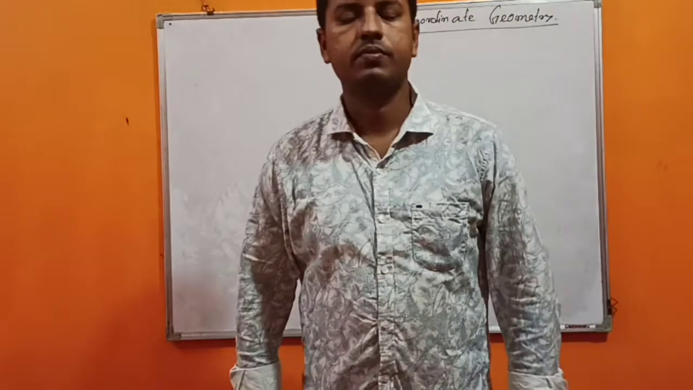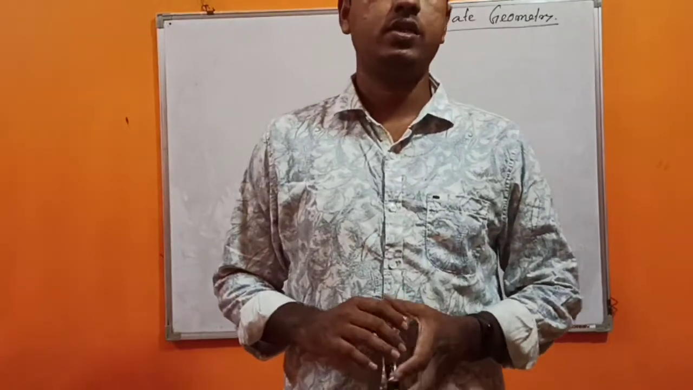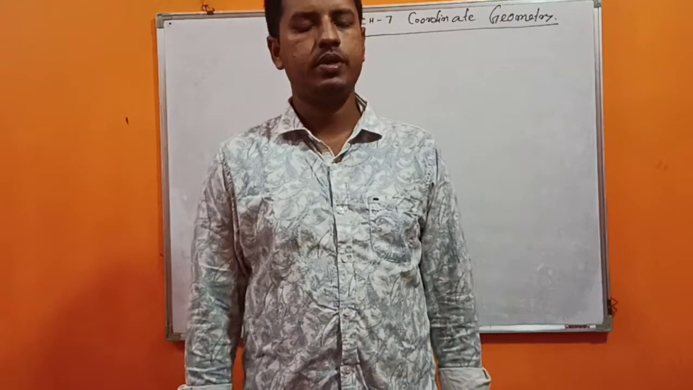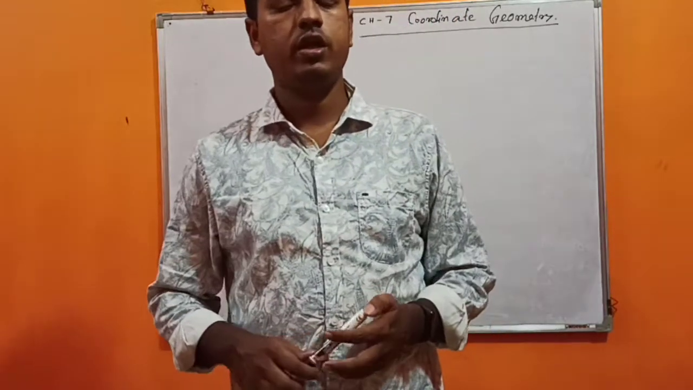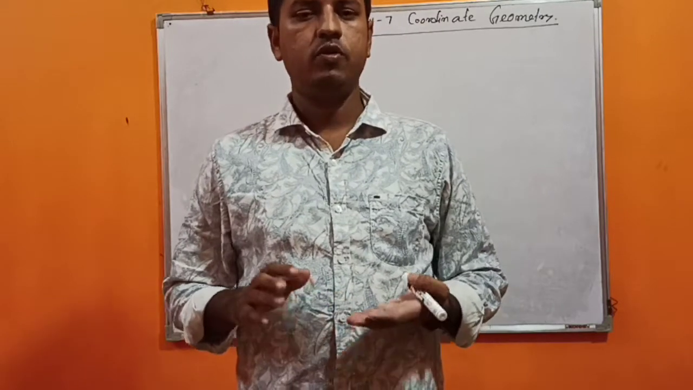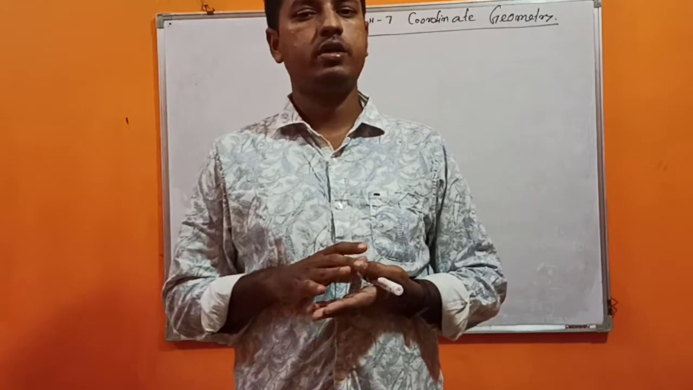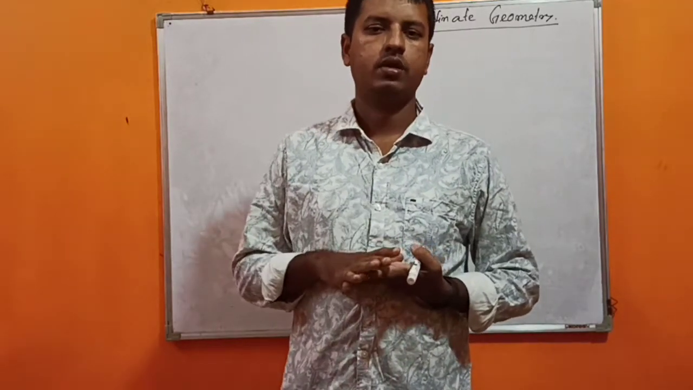So students, we have already completed chapter 5 of class 10 mathematics, arithmetic progression, and today we are going to start chapter 7, which is coordinate geometry. Few concepts of coordinate geometry we have studied in class 9, and today we will start coordinate geometry where we ended it in class 9.